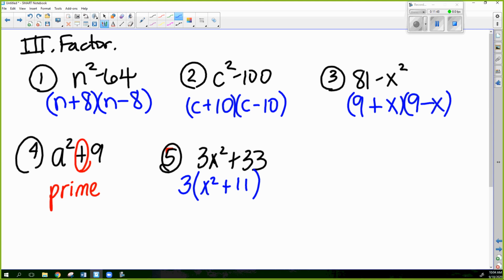All right, but that is not a difference of squares. It's not subtraction, and 11 is not a perfect square. In this case, all that means is we're done. It's not prime because we did take some sort of factor out, but we are done. Okay? All right, let's bump it up a little bit. All right, 1 minus 49y squared.